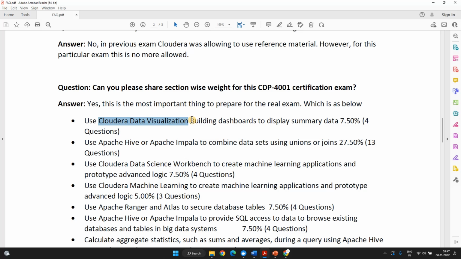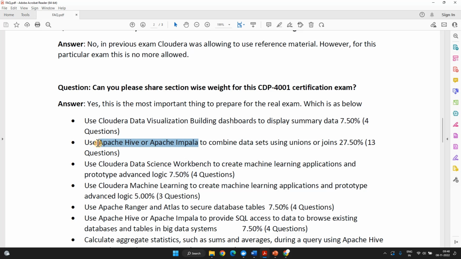To build a dashboard, you need to run a query, correct? Only then can you display the summary, how your data should look, and which kind of visualization you want to generate: a bar chart, pie chart, or any other visualization, including map-based visualization. There are various kinds of visualizations available, and you should be able to generate them. There will be 4 questions on that in the real exam, so the weightage is 7.5%, as you can see here. Now moving to the next section: Apache Hive and Apache Impala.